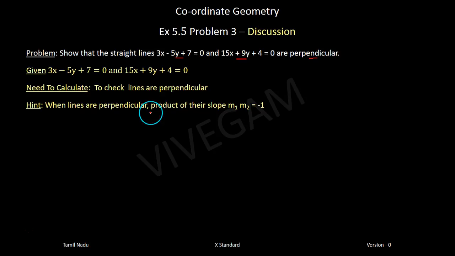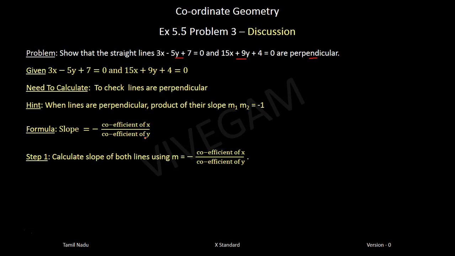Hint: when the lines are perpendicular, product of their slopes, that is m1 and m2, equal to minus 1. m1 is the slope of the first line, m2 is the slope of the second line. The product of the slopes, if it is equal to minus 1, then the lines are perpendicular. Can you recollect what happens when the lines are parallel? m1 will be equal to m2. So when the lines are parallel, m1 will be equal to m2. When the lines are perpendicular, m1 into m2 will be equal to minus 1. The formula: the slope equal to minus of coefficient of x divided by coefficient of y.